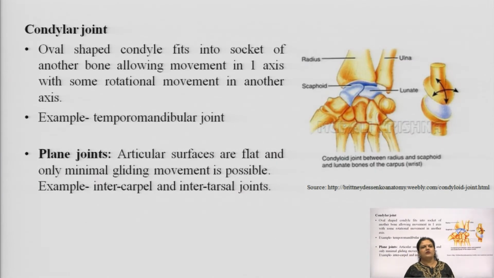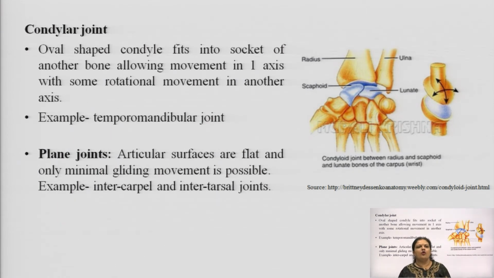Now, coming to the condylar joint. We have the condylar joint in the ankle, and in the wrist area of our hand, where we have 8 bones, which you have gone through in our previous lectures. Okay, students.